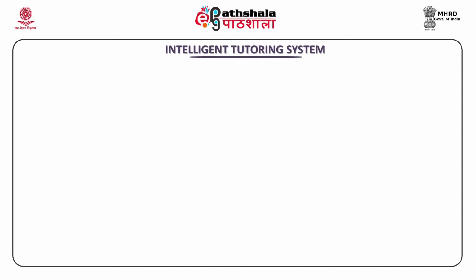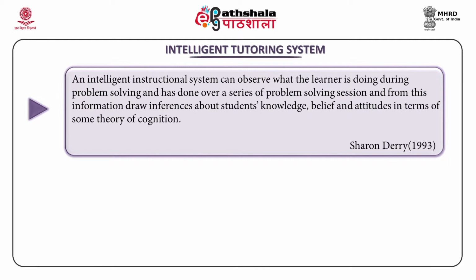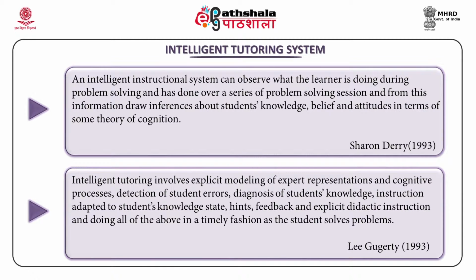Meaning of intelligent tutoring system: an intelligent instructional system can observe what the learner is doing during problem solving and has done over a series of problem solving sessions, and from this information draw inferences about the student's knowledge, belief, attitude in terms of some theory of cognition. According to Lee Gugachi, intelligent tutoring involves explicit modeling of expert representations and cognitive processes, detection of students' errors, diagnosis of students' knowledge, instruction adapted to the student's knowledge state, hints, feedback, and explicit didactic instruction, and doing all the above in a timely fashion as the student solves problems.